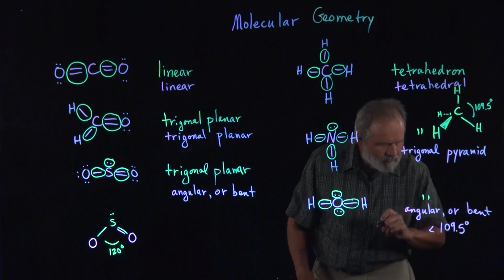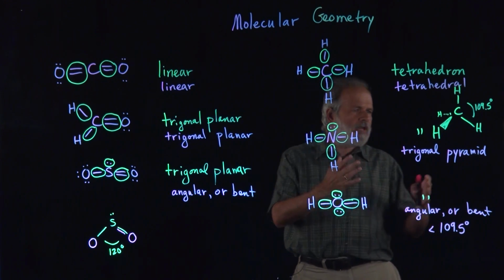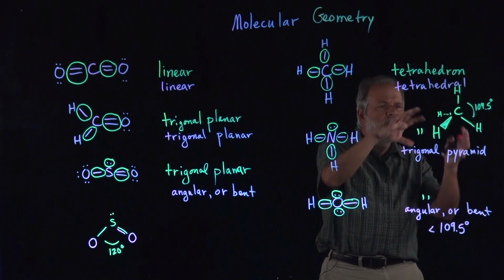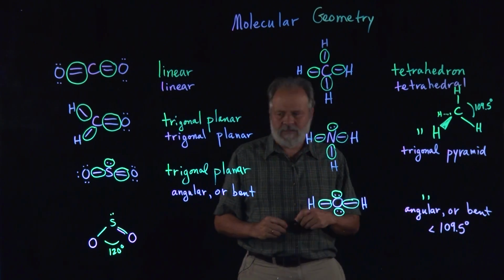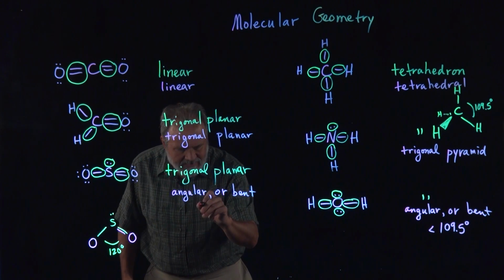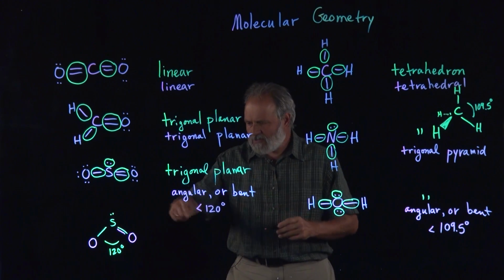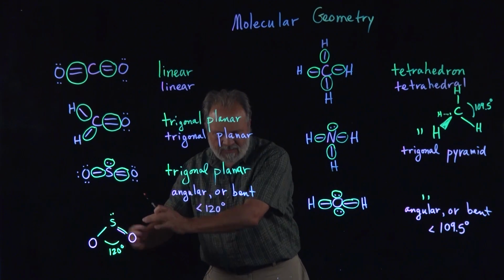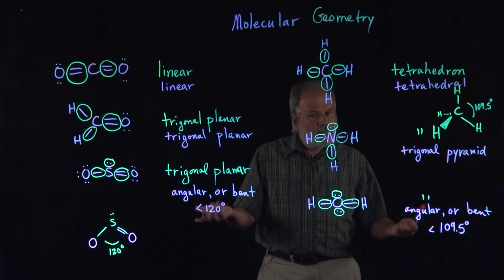Now remember, the reason it's less than 109.5 degrees is if we have two lone pairs, it's pushing the other bonds together, so their angle becomes less than 109.5 degrees. Angular bent here, less than 120 degrees. Okay? Because again, the lone pair is pushing the bonds together. Okay, that's it for molecular geometry.